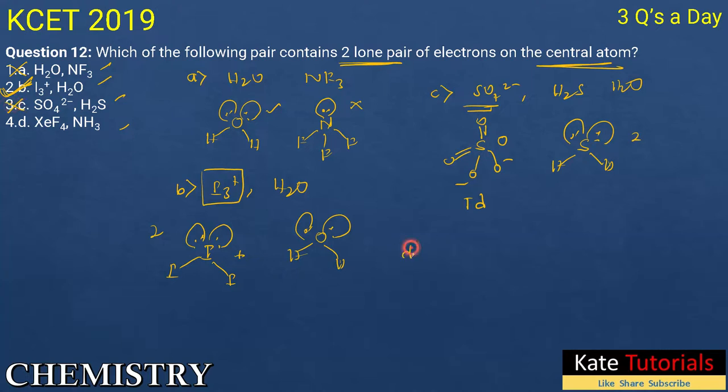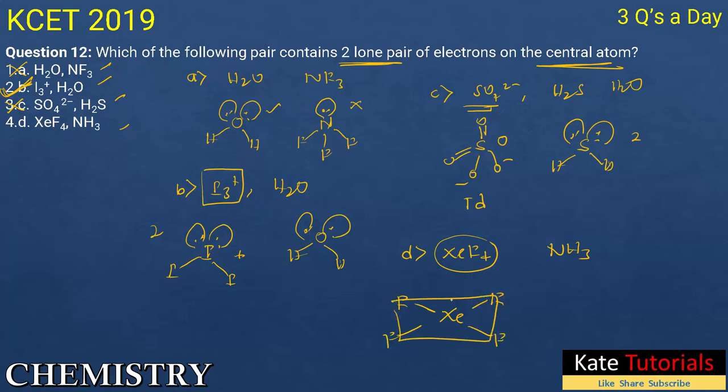Talking about D, XeF4 and NH3, ammonia. XeF4 structure in p-block elements, you have studied that 4 fluorines will be in one plane like this. All these, xenon and 4 fluorines, will be in one plane. One lone pair will be above the plane, the other lone pair will be below the plane, right? So it has two lone pairs, no doubt. But ammonia has only one lone pair. See, NH3, only one lone pair is there. So both are not having two lone pairs. So this is also not the answer.